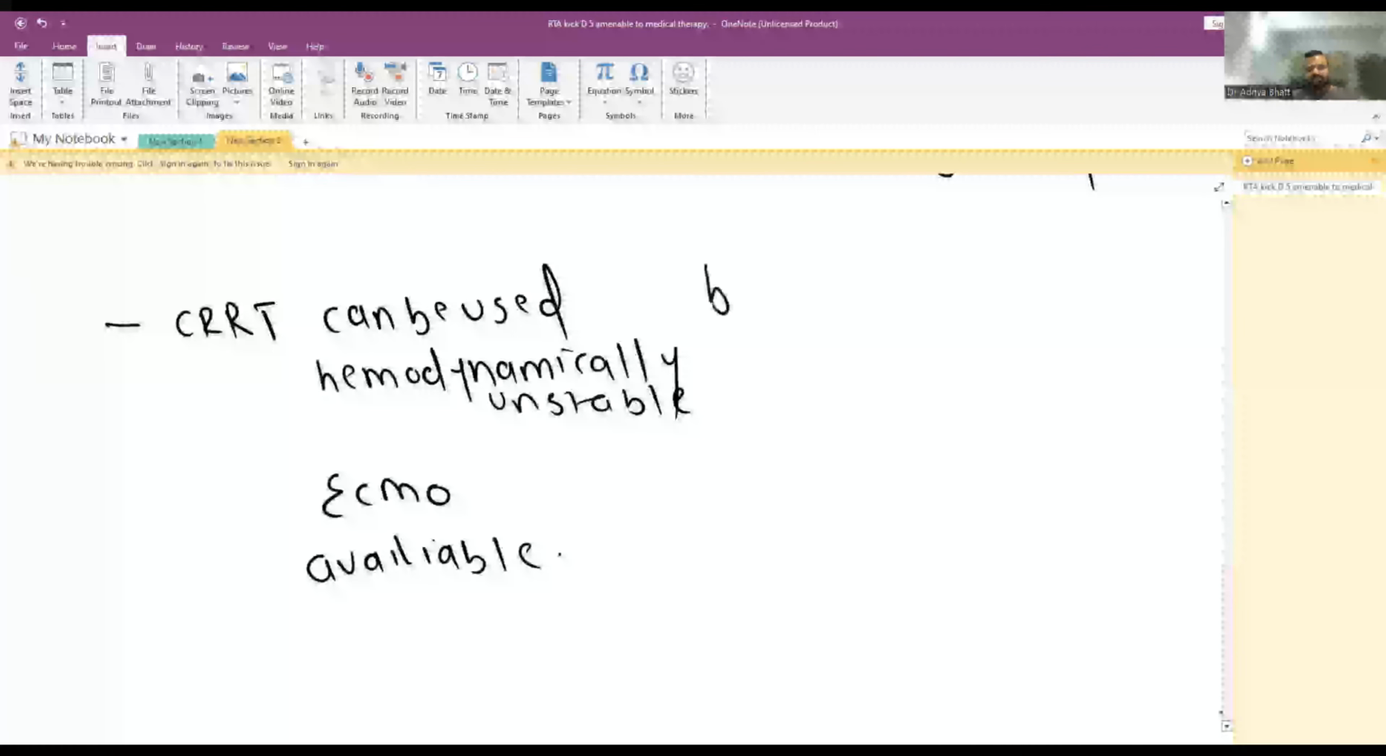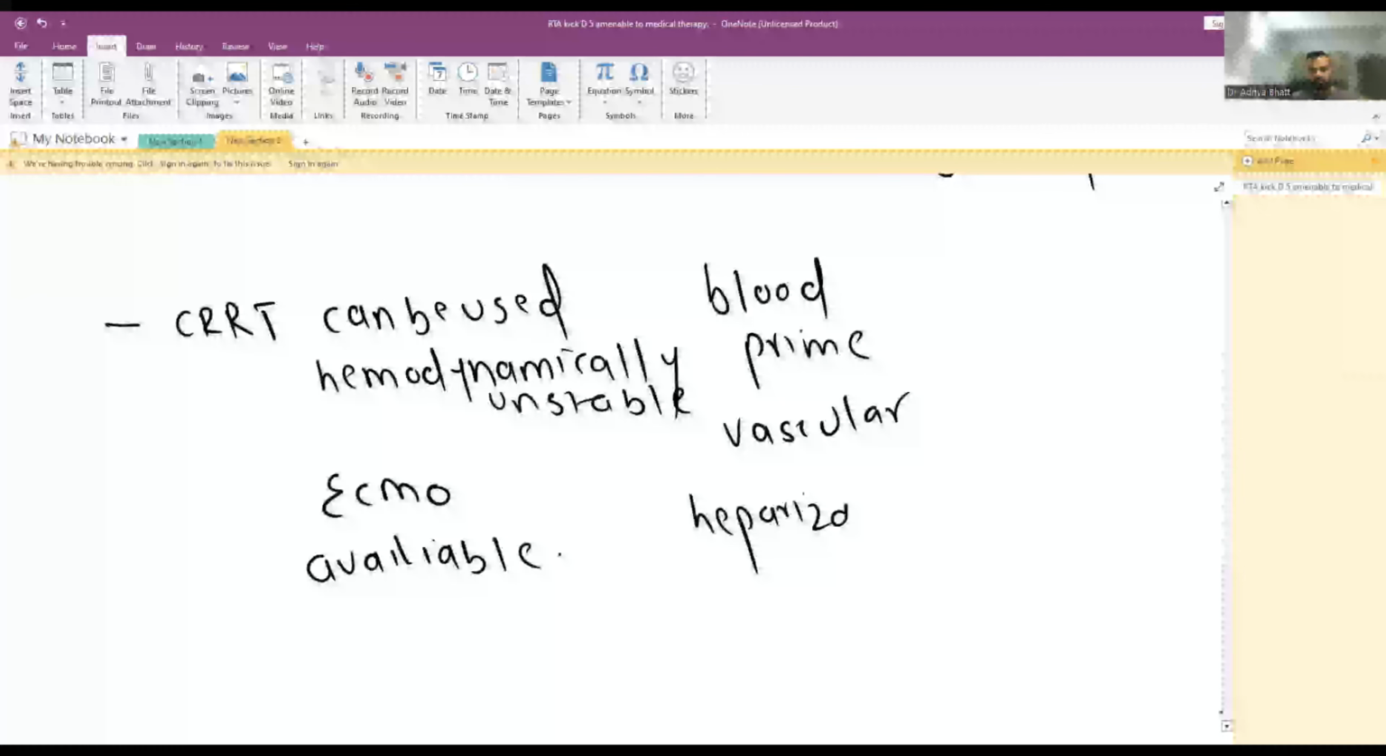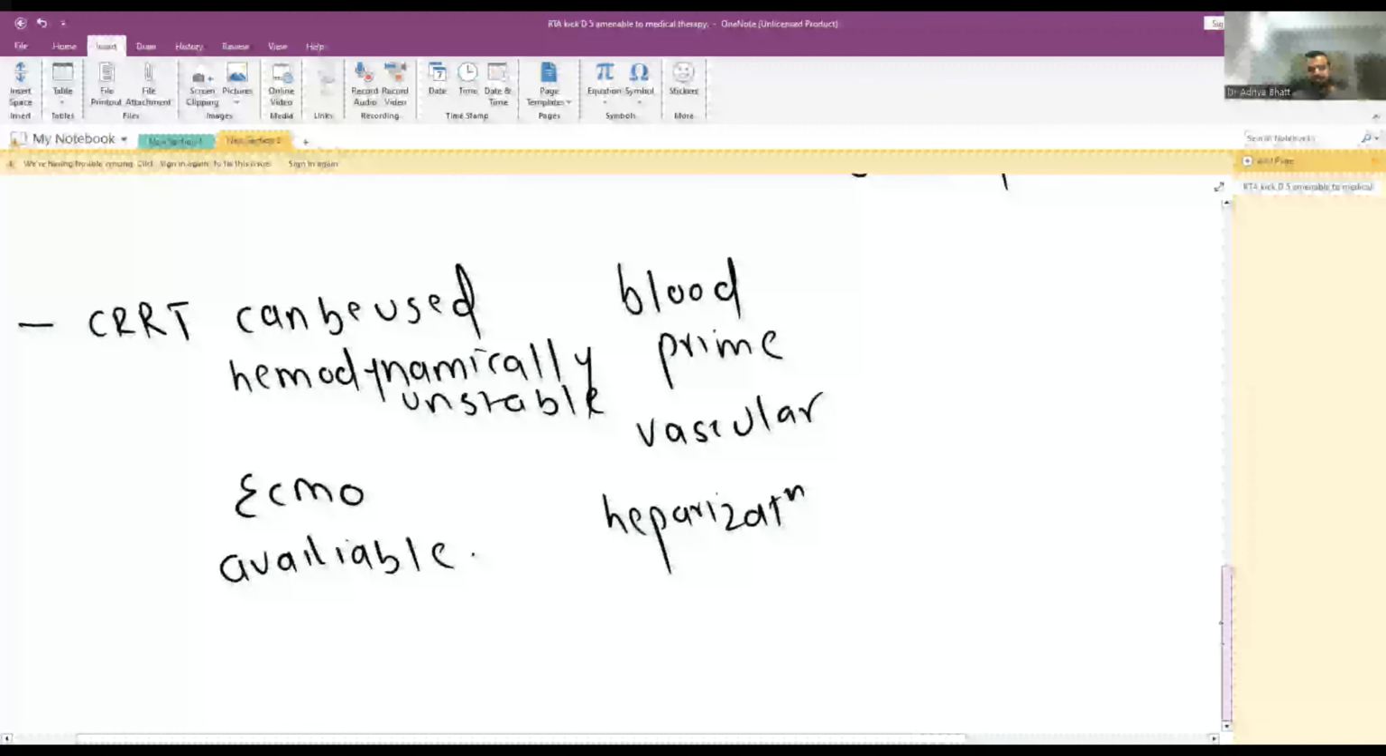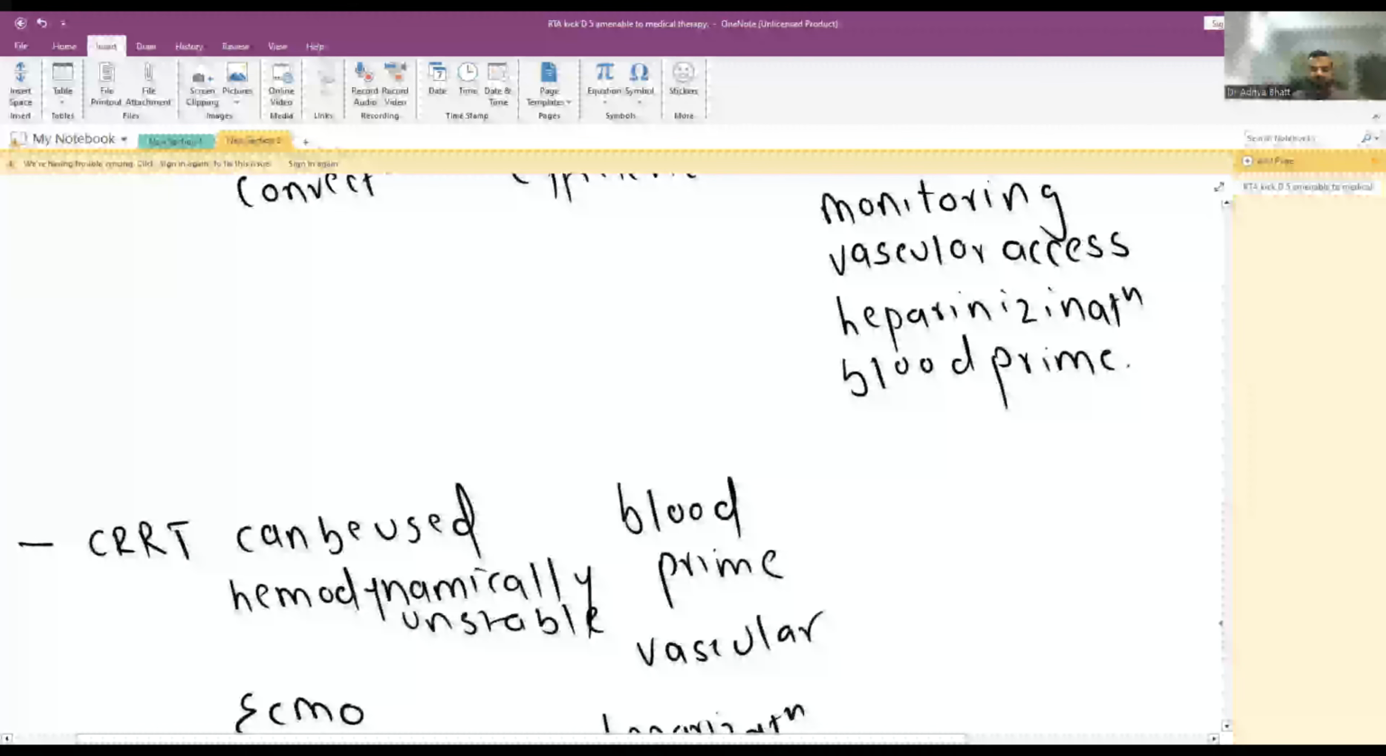Again, this requires a blood prime. The disadvantage is that it requires a blood prime, it requires vascular access, and it requires heparinization. But sudden changes in volume are not there over here. The side effects or the complications are the same. There will be the line issue, and there is a bradykinin release syndrome.